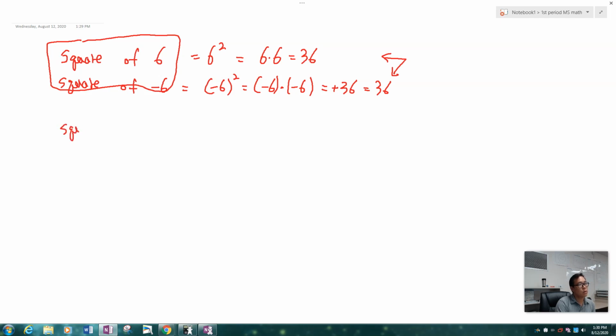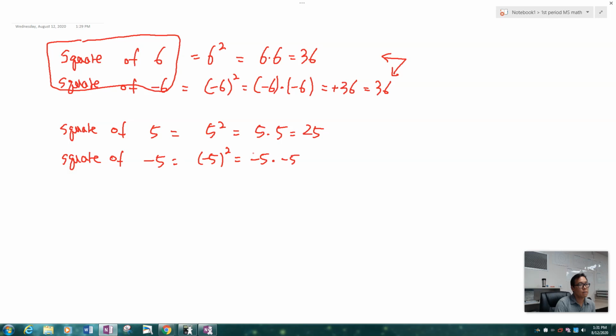So let's go over another one. If I have a square of 5, that means 5 squared. That means 5 times 5, which is 25. Or square of -5 means -5 squared, which means -5 times -5. So negative becomes positive. 5 times 5 is 25. I want you to notice square of 5 and square of -5, they both have positive 25.